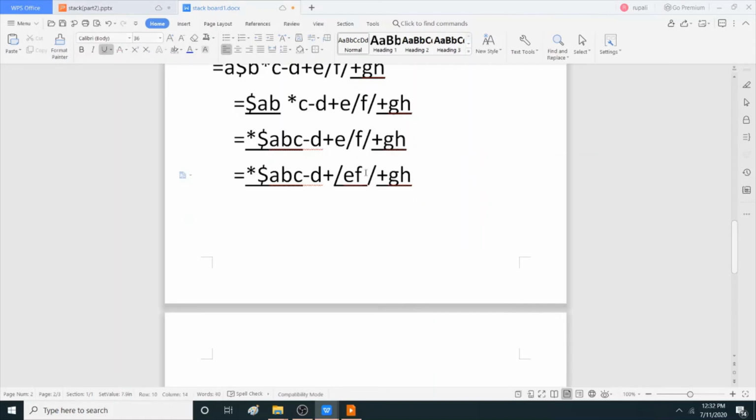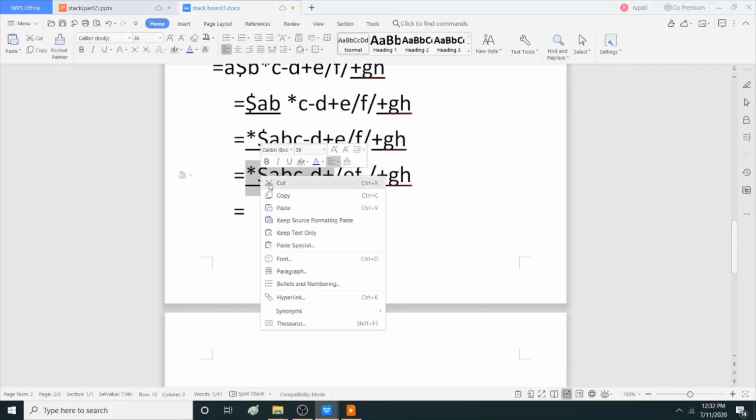Okay. Now underline is on this by. So this is minus, this is plus, and this is by. So which one has greater priority? This by. So copy this thing. This by has greater priority than all. Okay. So this by comes first. So copy this portion.